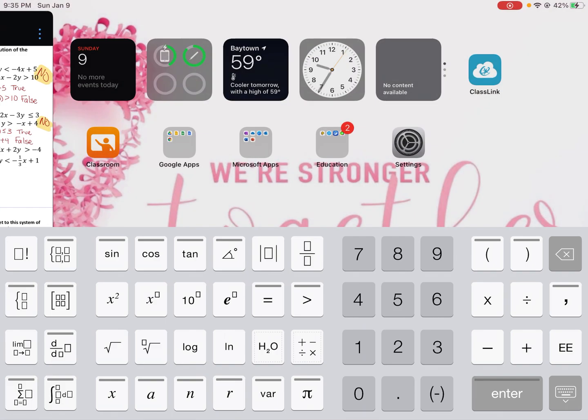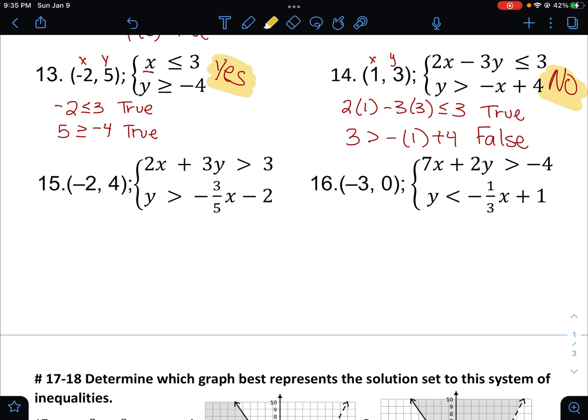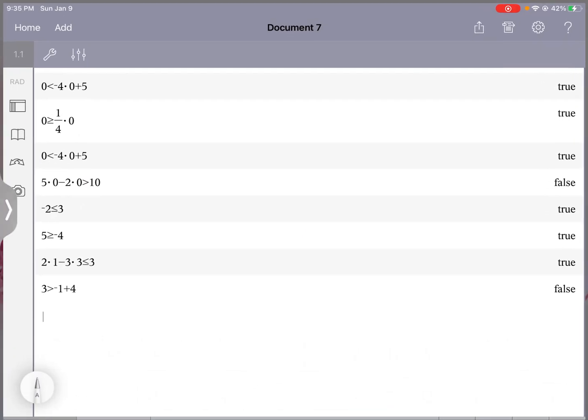Okay, so what I would like you to do is go ahead and try these last two on your own and pause the video. Okay, so hopefully you paused the video and you gave them a try. So let's see how you did. So we have -2 as my x and 4 as my y, so I'm going to plug it in. 2 times -2 plus 3 times 4 is greater than 3. So I switch back to my calculator.